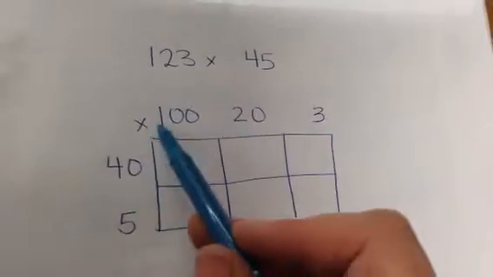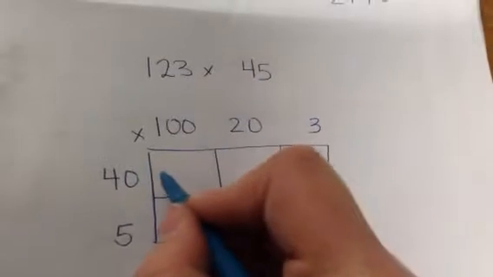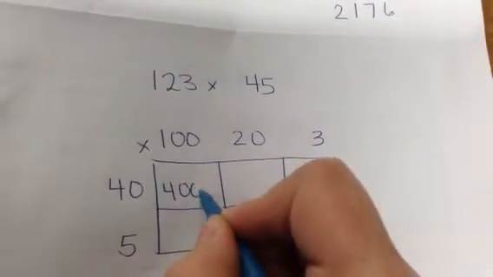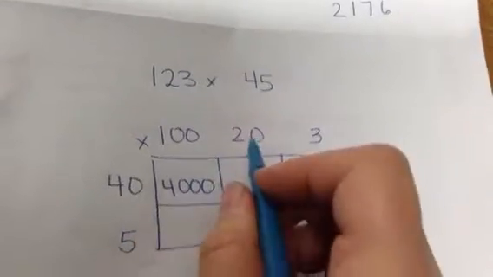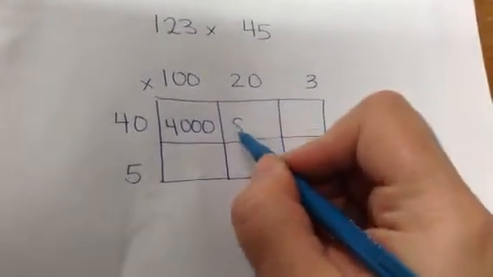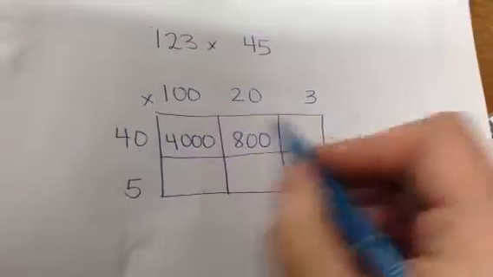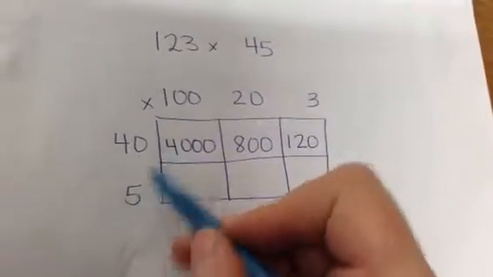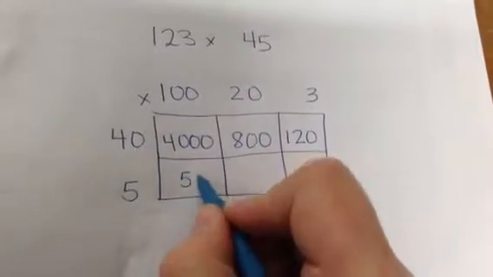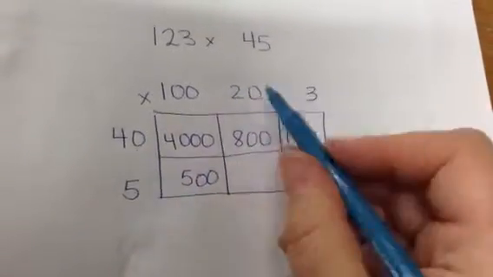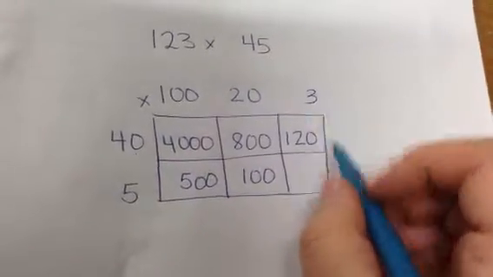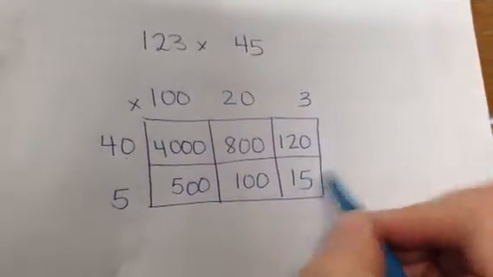So 40 times 100 is 4,000. 40 times 20 is 800. And 40 times 3 is 120. 5 times 100 is 500. 5 times 20 is 100. And 5 times 3 is 15.